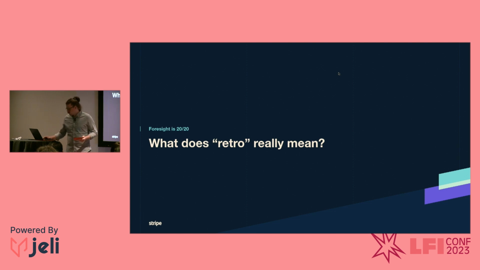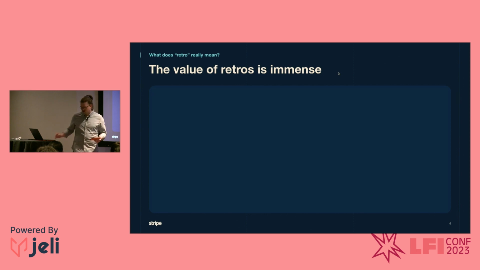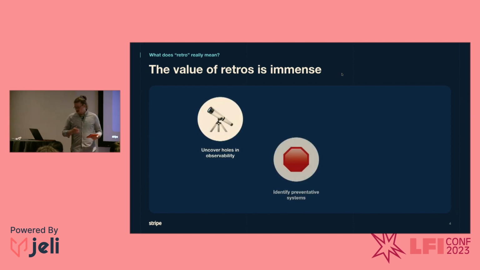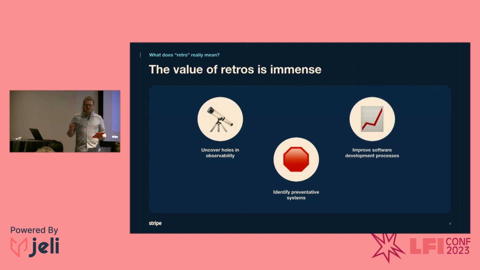The value of such retros is often immense. We uncover holes in our observability, we identify preventative systems for future incidents, and we improve our overall software development process going forward. I'm sure many of you have been in such retrospective conversations and thought to yourselves, wow, I can't believe this didn't fail sooner, or how did we not have protection here?